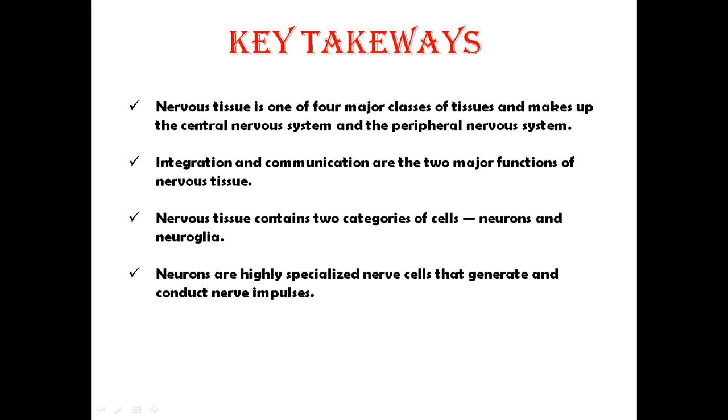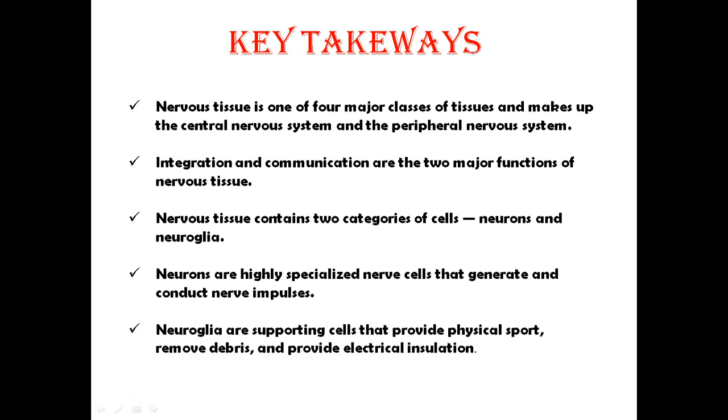Neurons are highly specialized nerve cells that generate and conduct nerve impulses. Neuroglia are supporting cells that provide physical support, remove debris and provide electrical insulation.